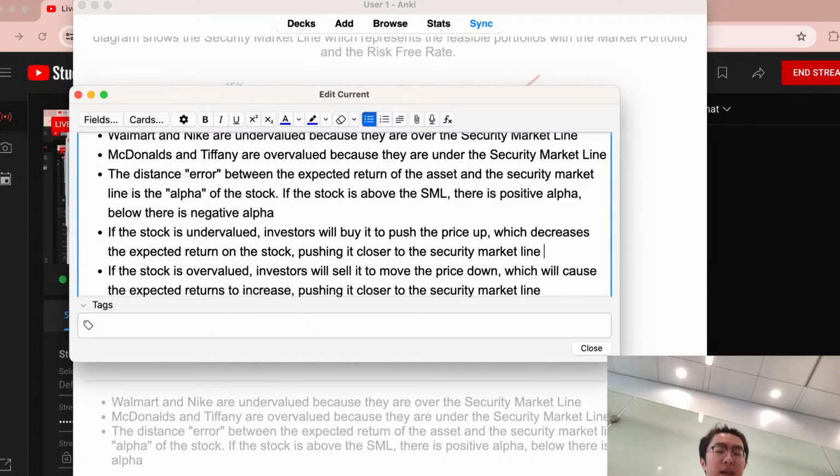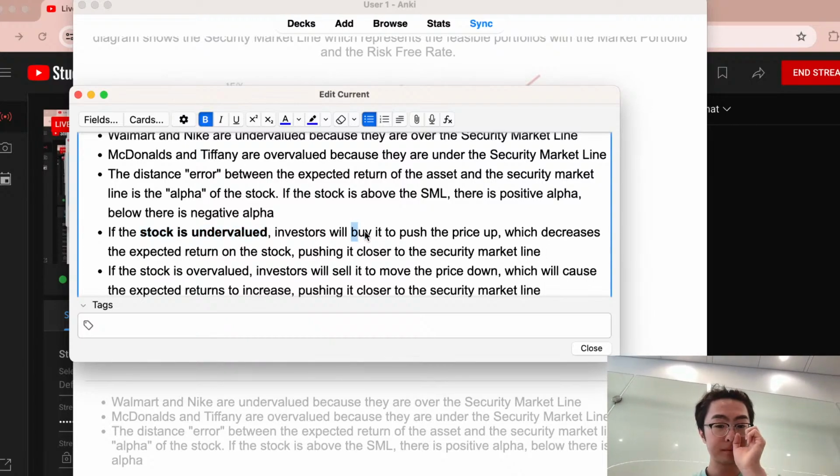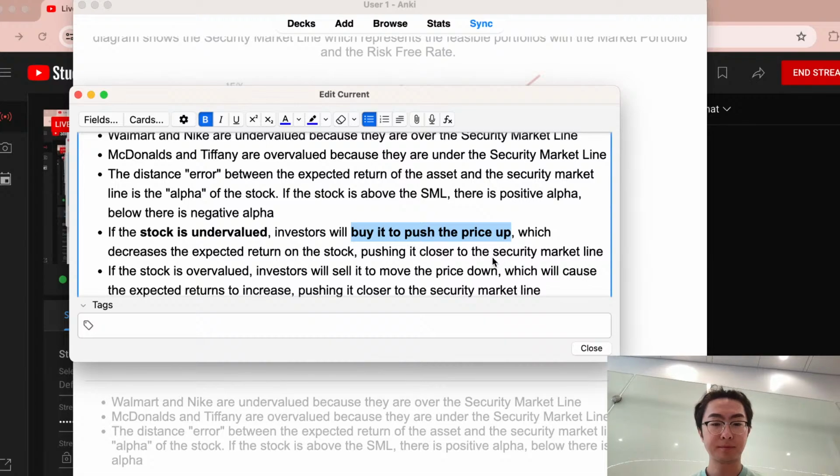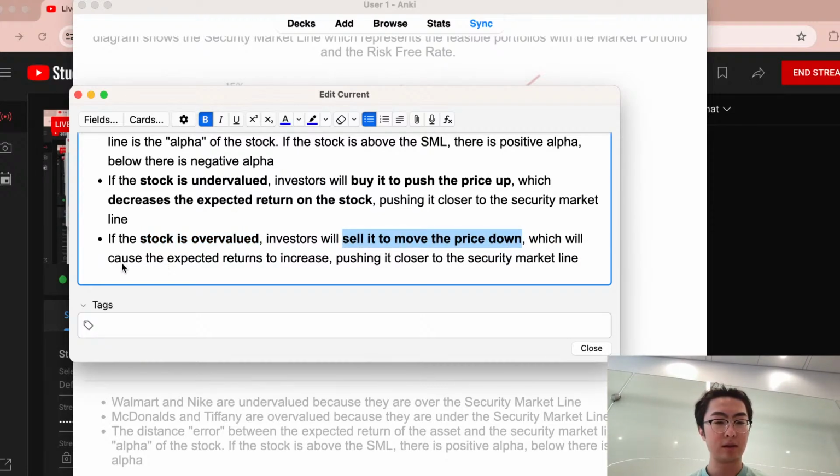Okay, so investors will sell it to move the price down. Okay.